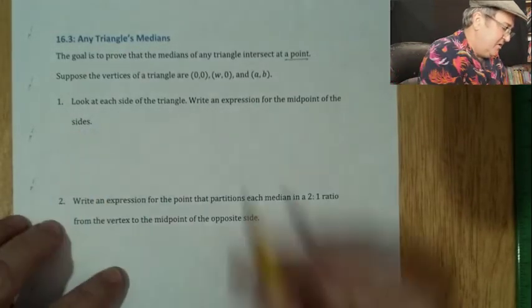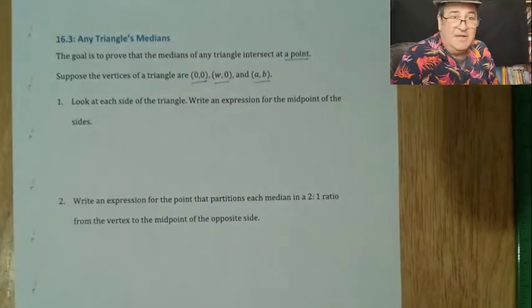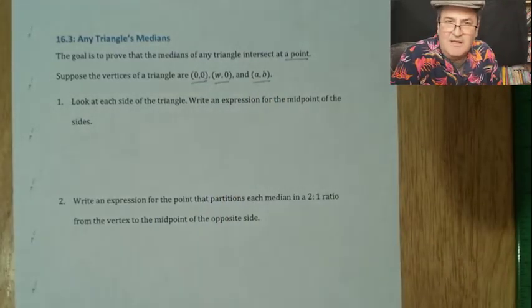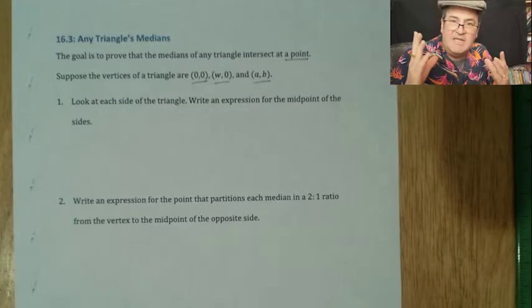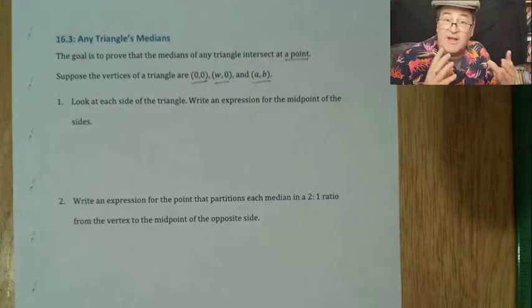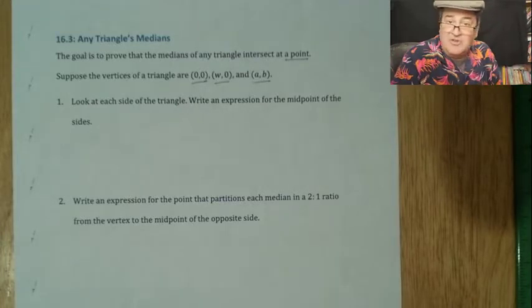So let's suppose that this is our triangle, (0, 0), (W, 0), and (A, B). Notice we didn't use specific points except for the origin. We said, okay, we could take any triangle and translate it so it has one point at the origin, right? So this could be any triangle.